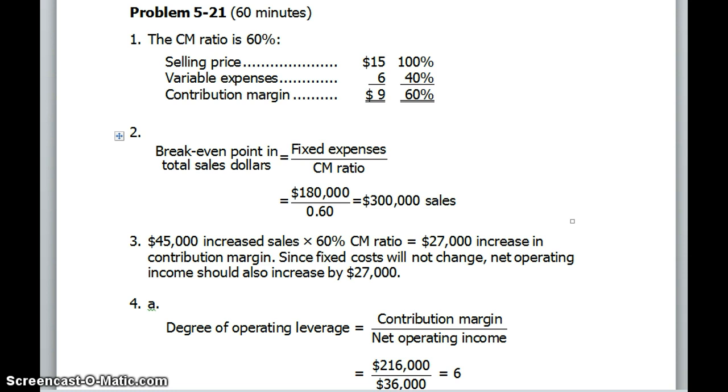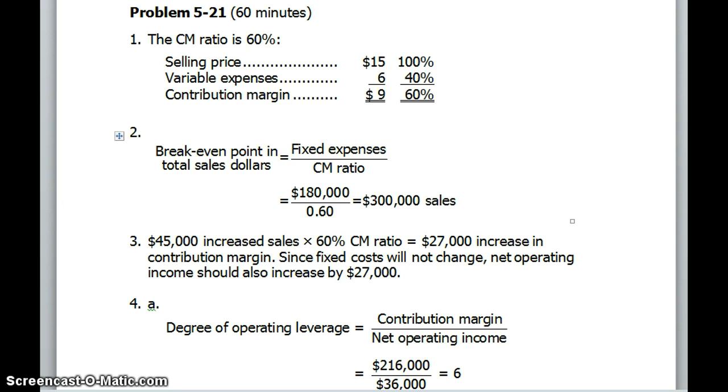Question number 1 says, what is the product's contribution margin ratio? Well, each chair has a selling price of $15, variable cost of $6, and a contribution margin of $9. The contribution margin ratio is contribution margin divided by the selling price. Contribution margin is $9 divided by the selling price of $15. Contribution margin ratio is 60%. Likewise, the variable cost ratio, or variable expense ratio, is $6 divided by $15, or 40%.